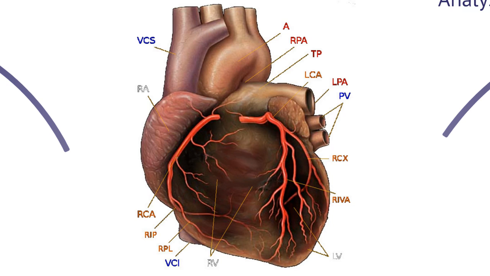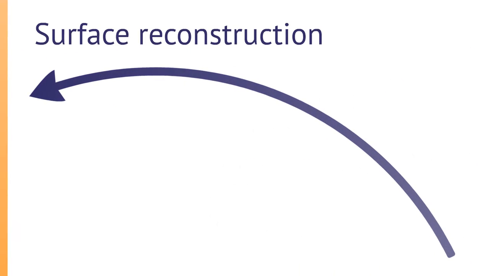In order to perform realistic numerical simulation of blood flow in coronary arteries, first of all we have to retrieve some information about the geometry and the structure of coronary arteries. So we speak a bit about surface reconstruction.